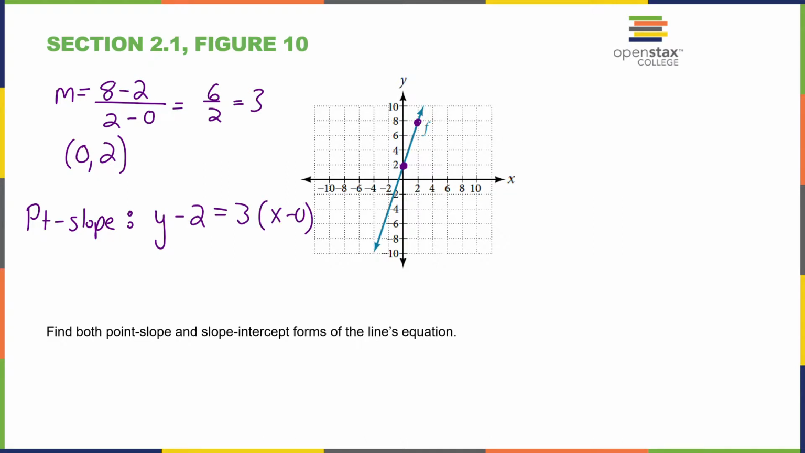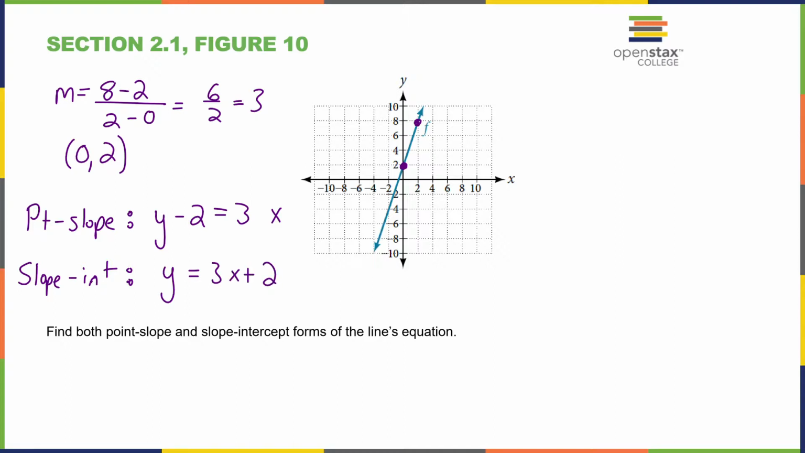Remember, you can't leave minus 0 because that's considered unsimplified. So x minus 0 is really just x. So that's point slope form, and then slope intercept form is going to be the one where I've isolated the y. To do that, what's really nice about this is all I have to do is add the 2 to both sides from the point slope form. This gives me y equals 3x plus 2.